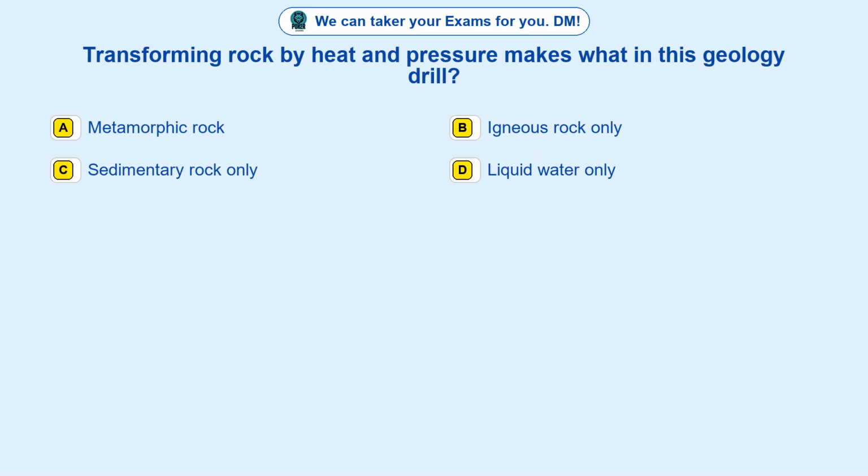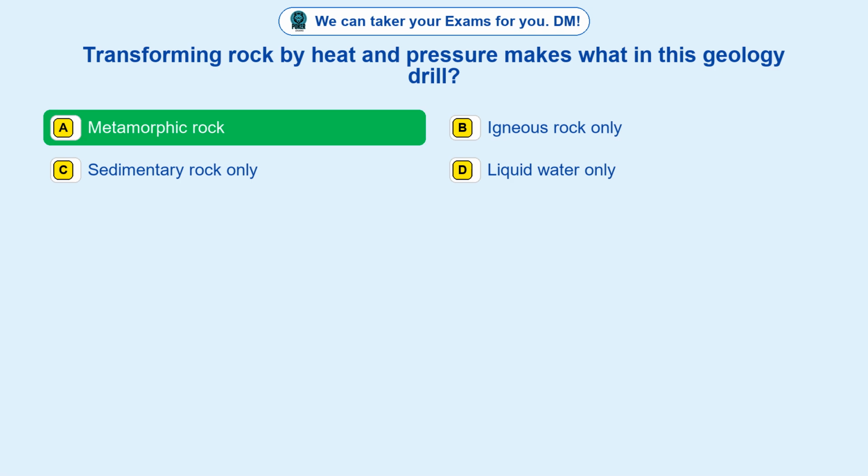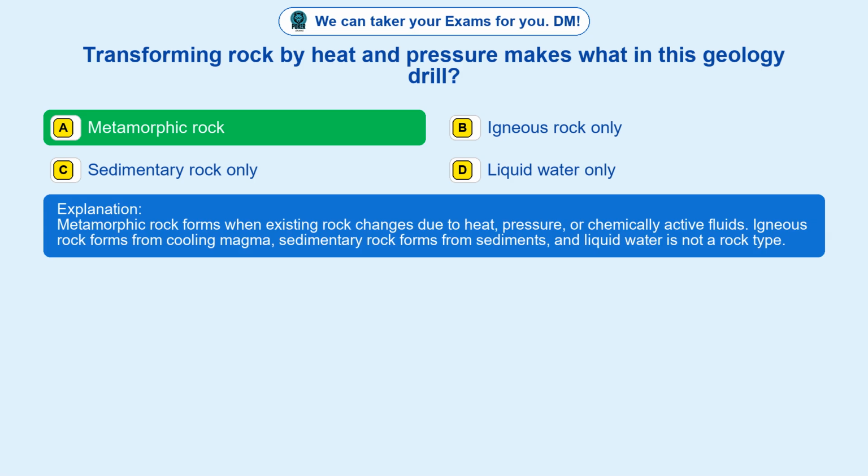Question 86. Transforming rock by heat and pressure makes what in this geology drill? Option A, metamorphic rock. Option B, igneous rock only. Option C, sedimentary rock only. Option D, liquid water only. The correct answer is option A, metamorphic rock. Metamorphic rock forms when existing rock changes due to heat, pressure, or chemically active fluids. Igneous rock forms from cooling magma, sedimentary rock forms from sediments, and liquid water is not a rock type.